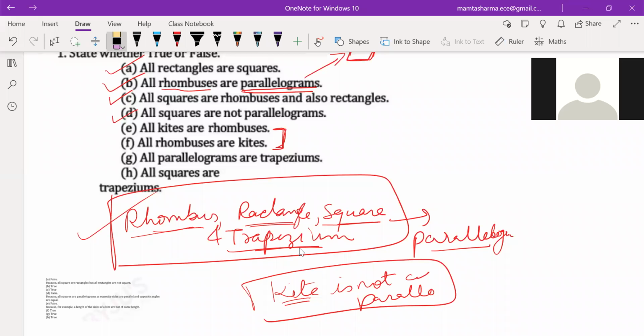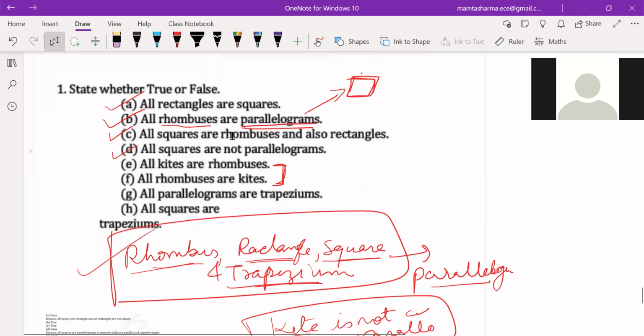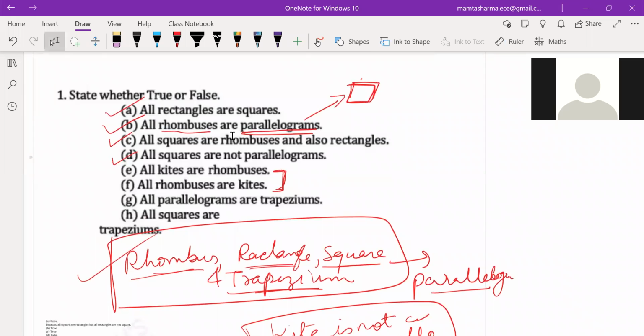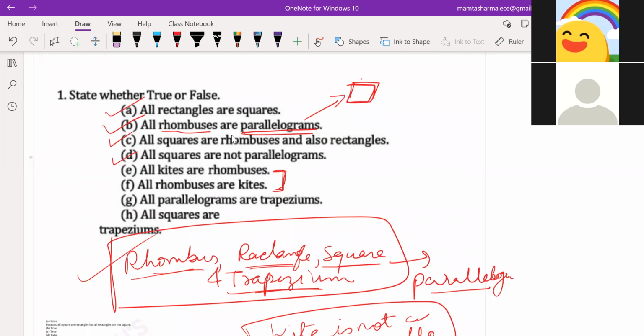Okay, type your answer. Is E true or false? E is false, correct. All kites are rhombus. It is not true. It is false. But all rhombuses are kite. How, ma'am? That's what I was thinking.